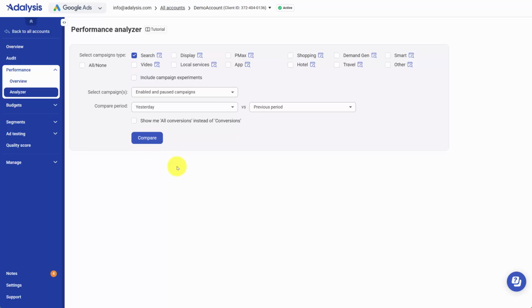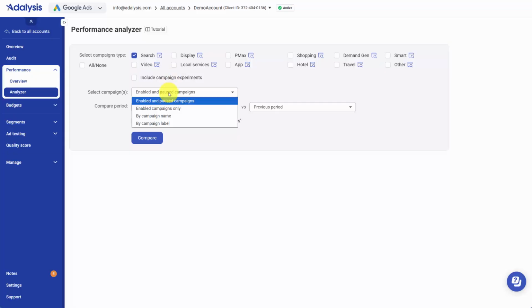The Performance Analyzer allows you to compare two snapshots against each other and visualize the data. So, first we choose what campaigns we want to look at. Is it all campaigns, only search, video, etc.? We can also include experiments.